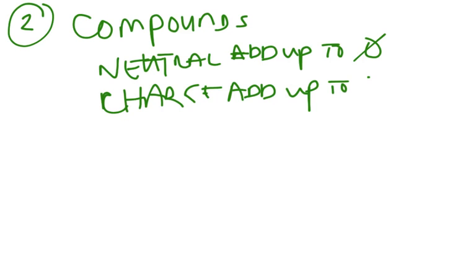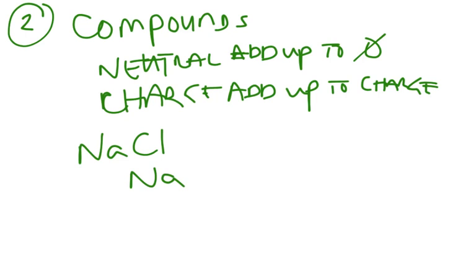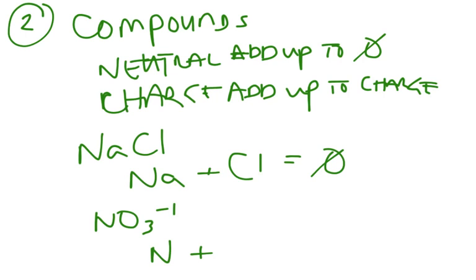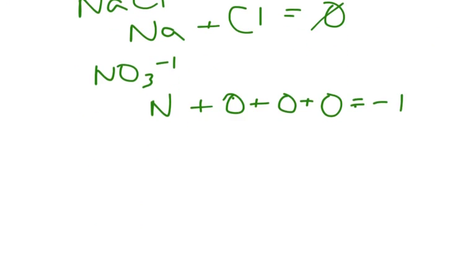For example, if I give you NaCl, that means the Na plus the Cl have to equal 0. If I give you NO3 with a -1 charge, the nitrogen plus your 3 oxygens, O plus O plus O, those have to all add up to -1. So when you're looking at compounds, you've got to think of the parts and what they're going to add up to. That's the first thing you've got to figure out.